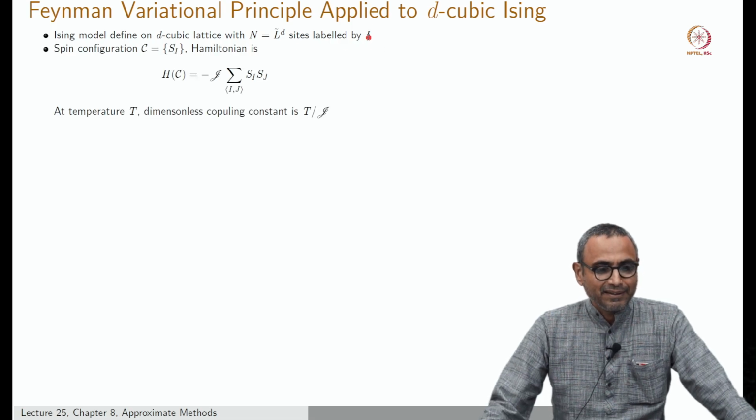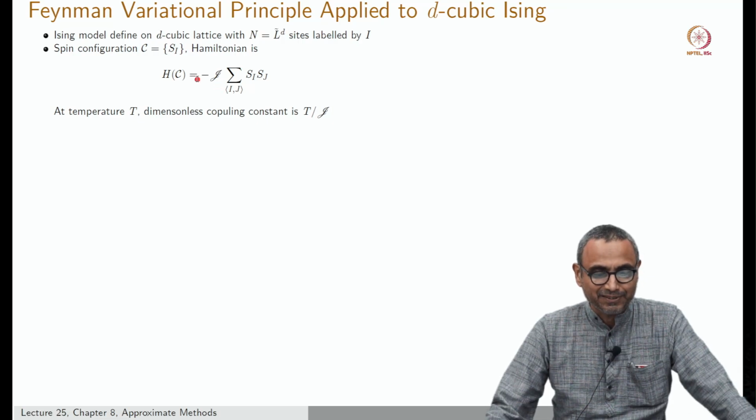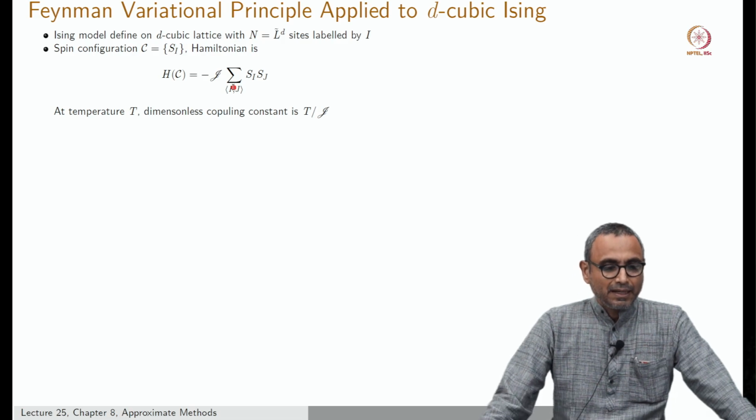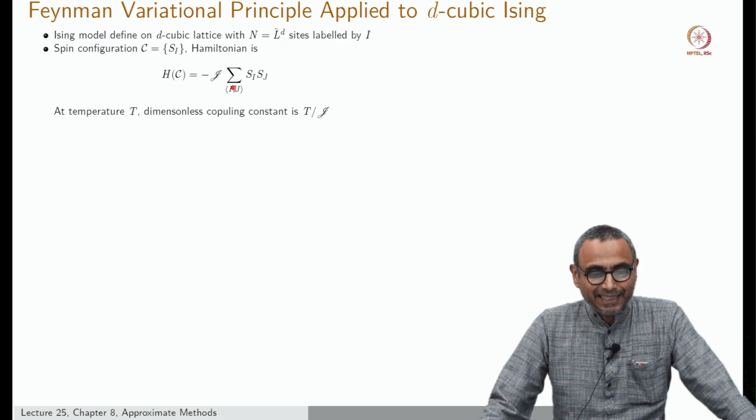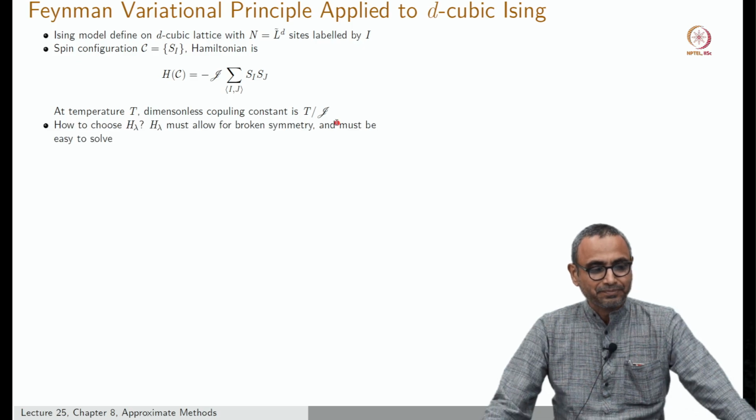The configuration space is of course the set of all spin configurations. For a particular configuration C, you take the nearest neighbors, find the spin configurations, multiply them, and then multiply by the exchange constant with a negative sign, because we are talking about the ferromagnetic model. At a temperature T, the dimensionless coupling constant can be thought of as T by J, and we will see how this comes up nicely later.